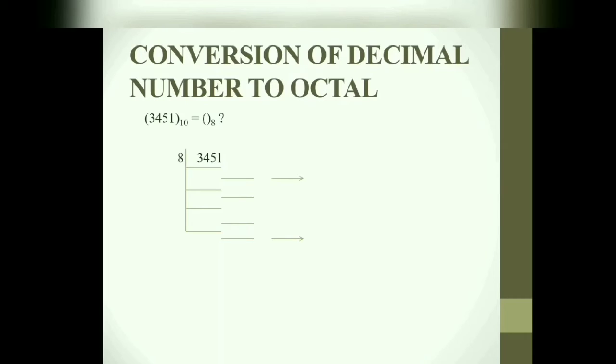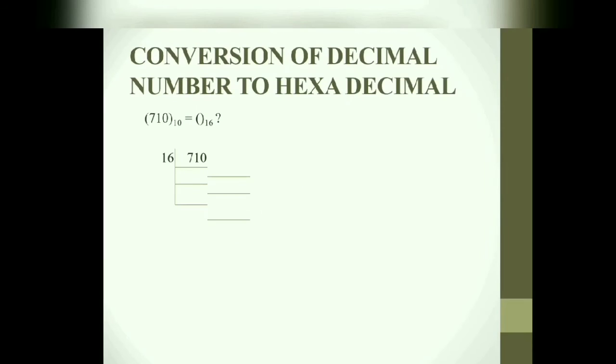The same method is used in the conversion of decimal to octal. Decimal to octal conversion. Divide the decimal number by 8. Record the remainder as LSB. Repeat the steps and record the remainder until the quotient becomes 0 and the last remainder will be the MSB. And here we got 6663 is the octal equivalent of the decimal number 3451.